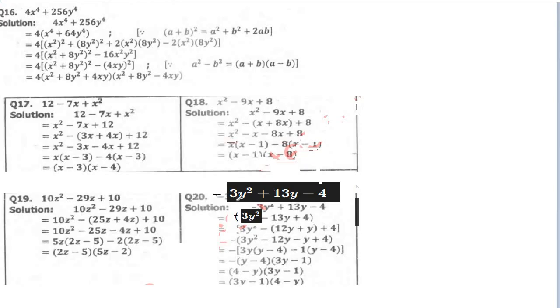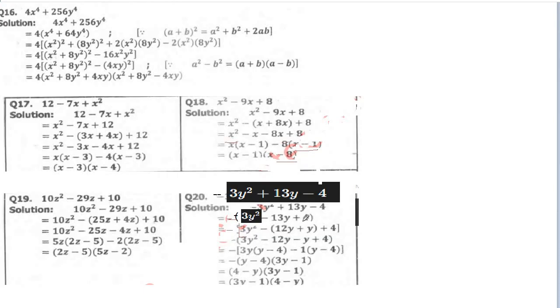Now question 20 says minus 3y square plus 13y minus 4. Now you have to take the minus common outside. I am taking minus common outside. Now this is your minus outside. Now 3y square minus 13y plus 4. Now see, is there any common? Nothing. There is no common number. 3, 13, 4 are different. So I am going inside and breaking it. Now this minus will remain outside up to the end.